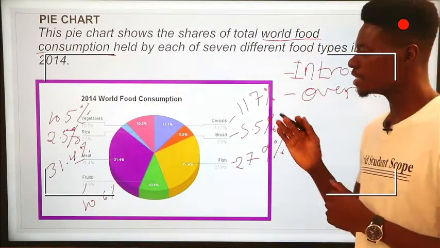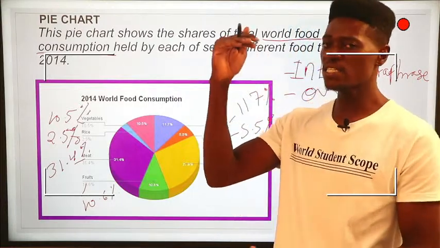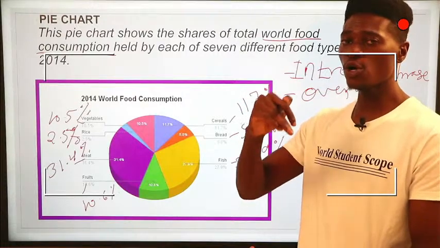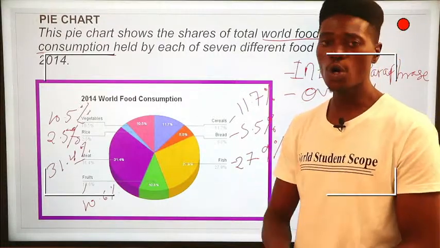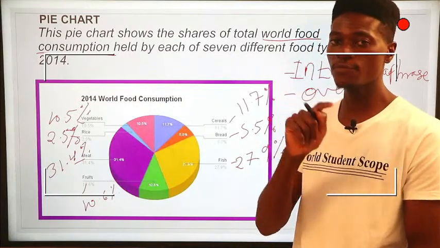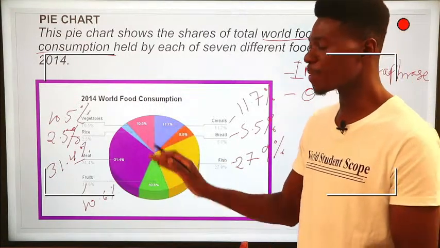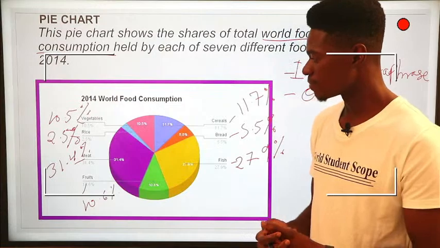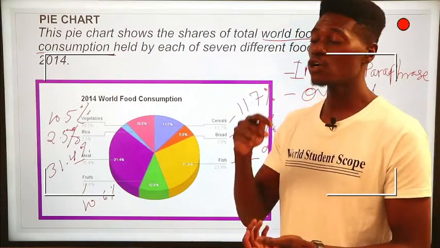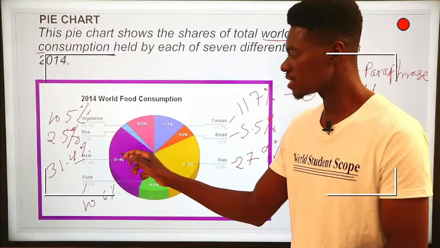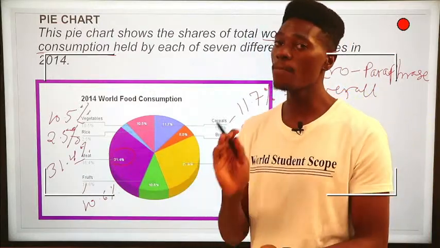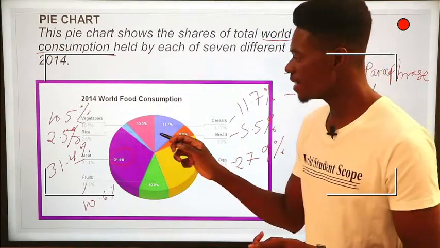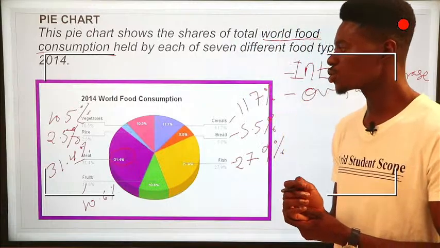Now in overall, we try to take a look at the highest food consumed in 2014, the highest value. Then we take a look again for the least value or the lowest value which was consumed in 2014. If we take a look at this pie chart, we can find that meat is the value which has been consumed the highest. That is 31.4% in 2014.